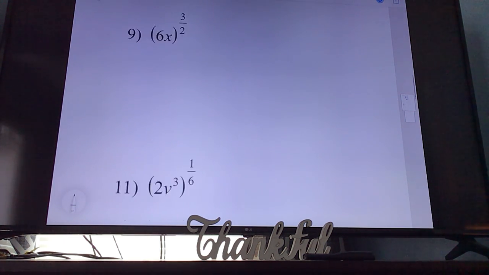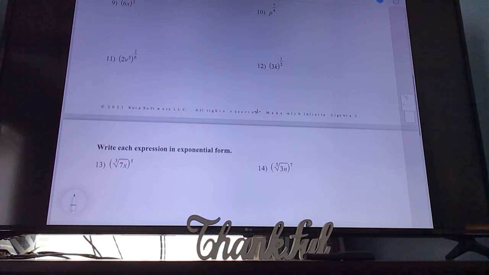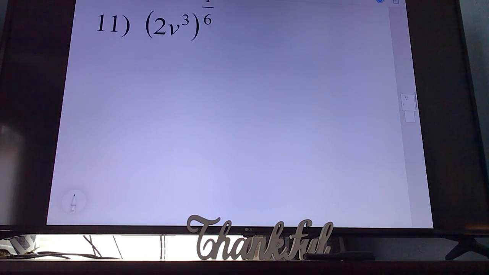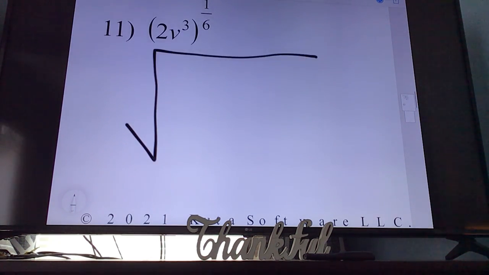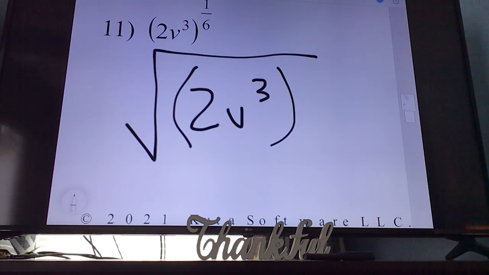If we look at 9, well, let's do 11. We're going to draw the radical, and it's going to be 2v to the third. We do 1 on the inside, 6 on the outside. Okay, it's inside over outside.